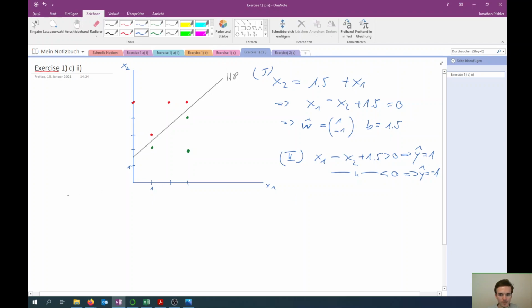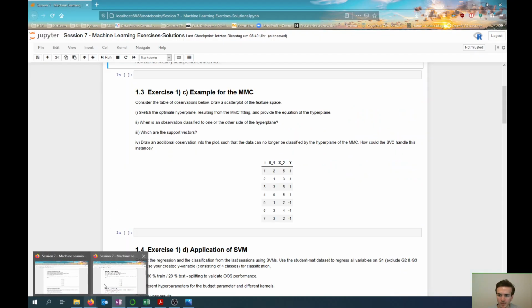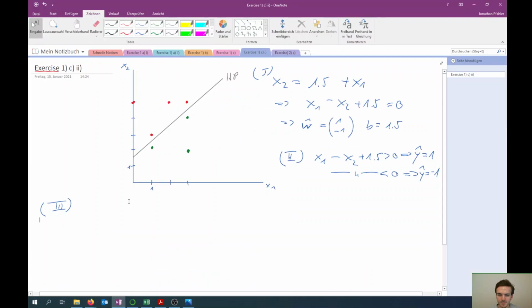Now in the third exercise, I think we should tell what the support vectors are. Yes. So we calculate the distance or the margin here using our L2 norm. So this is the definition from the lecture.